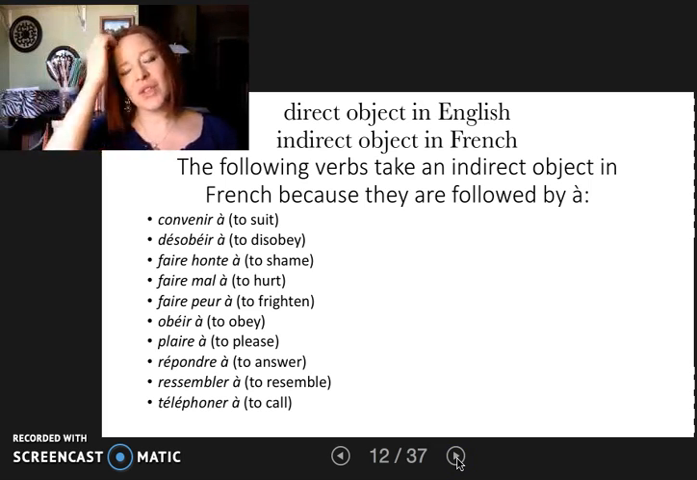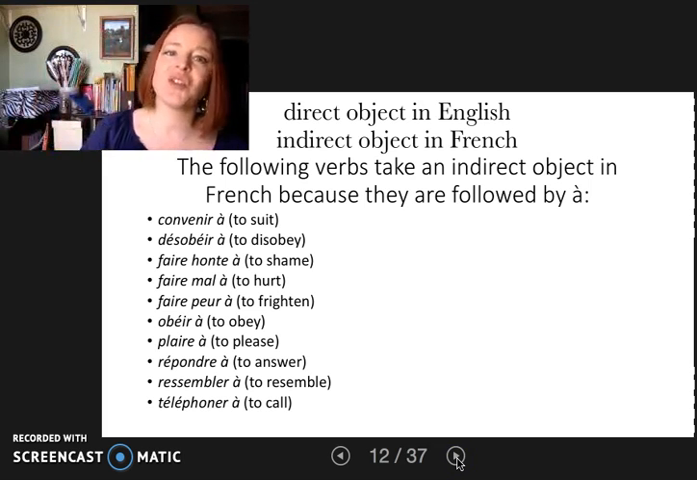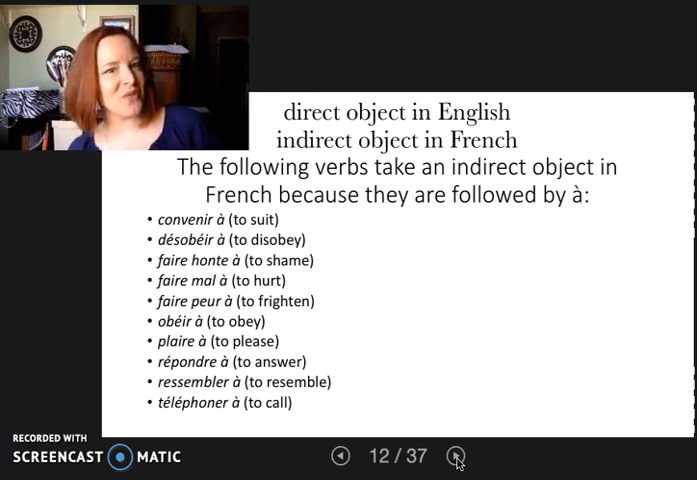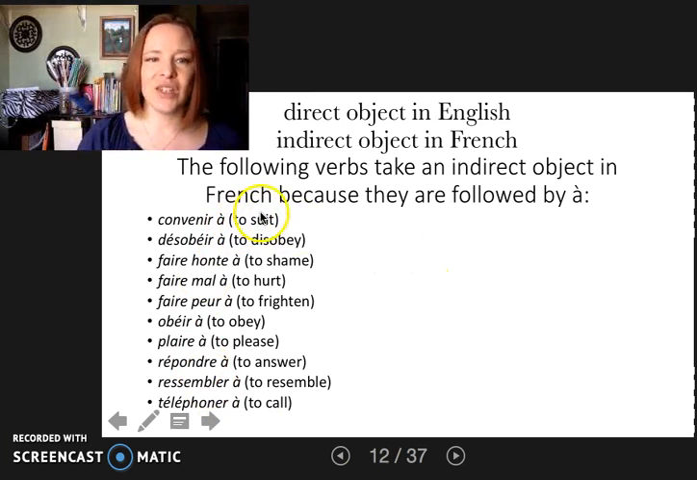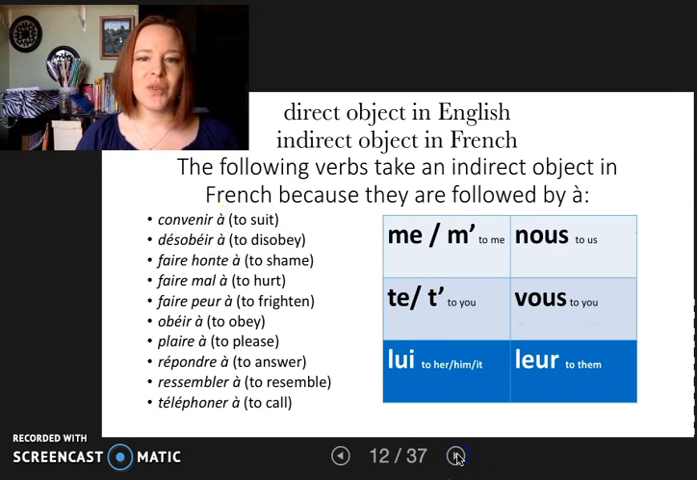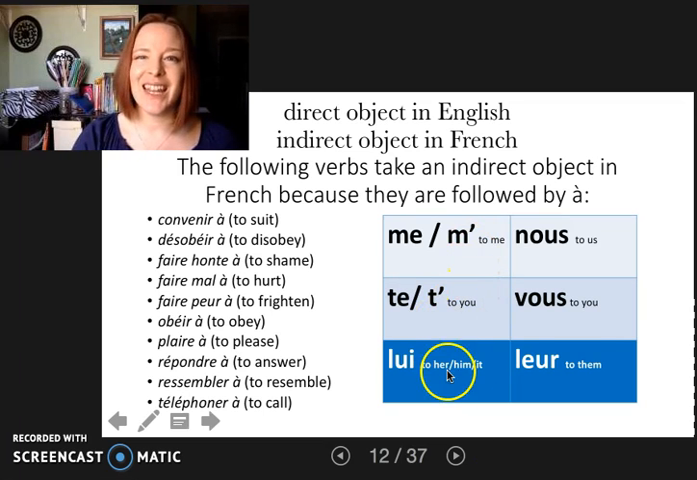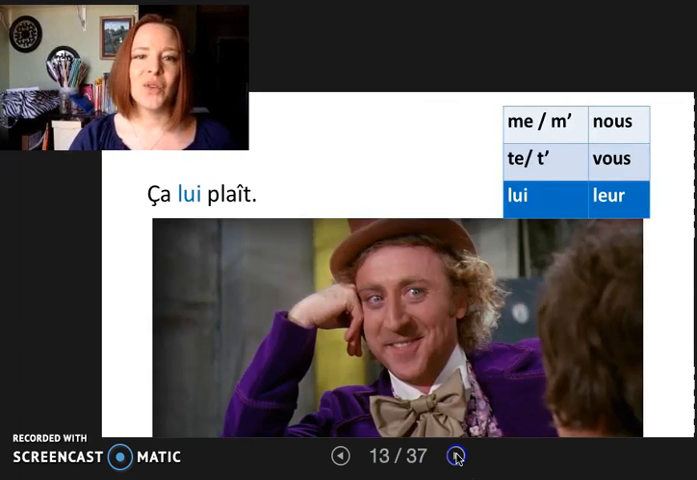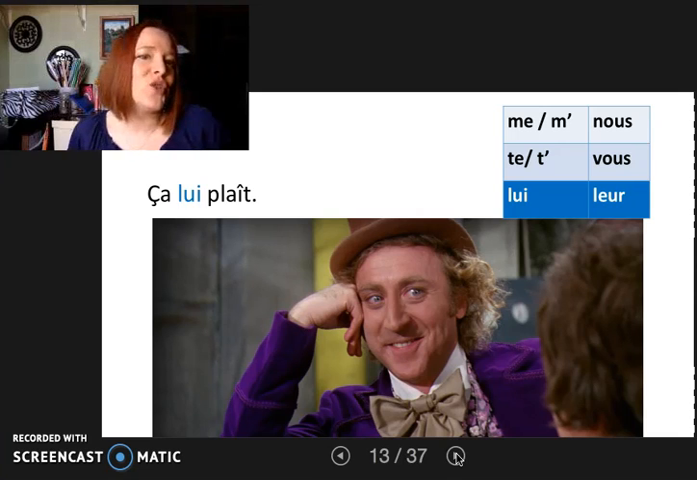Sometimes we also have the reverse thing where we have a direct object in English. It's going to take an indirect object in French. So when we in English say something suits, the French would say suits to. So let's look at some examples of those because if it becomes indirect in French, it's going to need an indirect pronoun. So for example, normally in English we say, well, that pleases me. Well, in French we have to say it pleases to me.